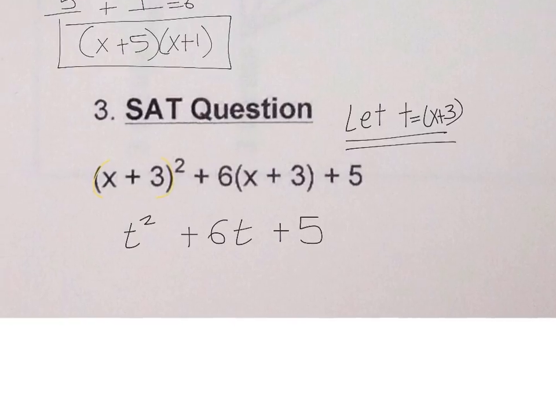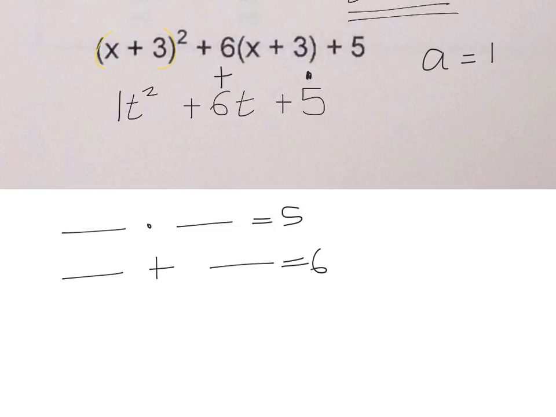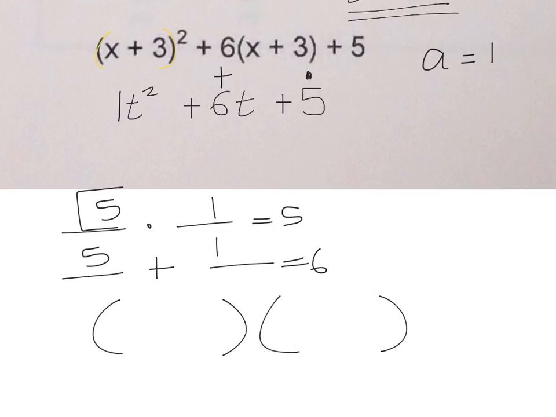Now you can factor this. Now, do you see how this is a trinomial and that the t-square has a coefficient of 1? So that is a factoring of trinomial where a is a 1. So you need two numbers that multiply to give you 5 and add to give you 6. So what multiplies to give you 5? You can go through the same process and add to give you 6. We figured out that the two numbers are 5 and 1. So then my two factors are t plus 5 and t plus 1, since I'm using the letter t now.